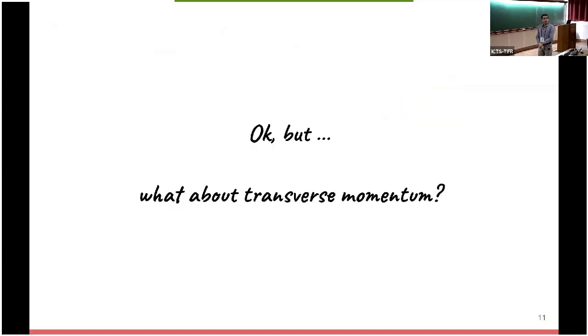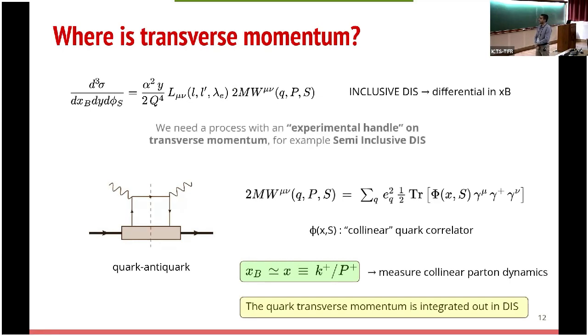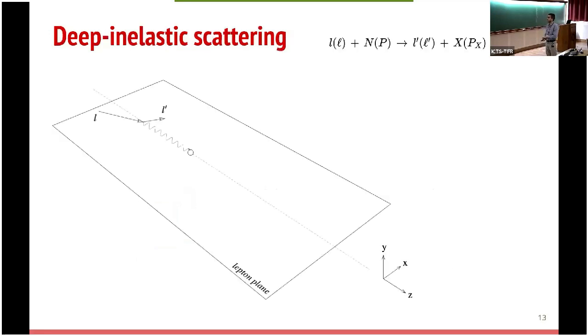But where is the transverse momentum? This is a set of lectures about transverse momentum, but we didn't see it yet. As I said, this is the picture for inclusive DIS, but what we need is a process that gives you an experimental handle and also a theoretical handle on the transverse momentum. On the experimental side, you will use a handle on the transverse momentum of what you measure, and your theory will connect this experimental variable to the transverse momenta of the quarks which are involved in the cross-section. So let's see how it works.